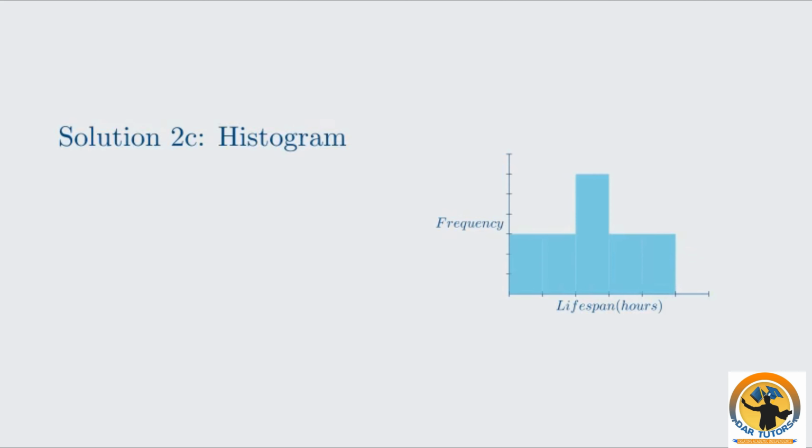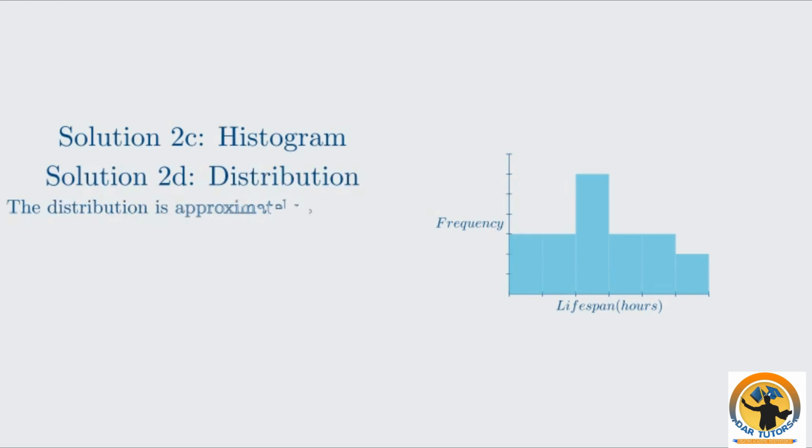Since the data is continuous, we must draw a histogram with no gaps between the columns. The x-axis shows the class intervals, and the y-axis shows the frequency. Finally, Part D asks us to describe the distribution. The histogram shows the highest bar in the middle and tails off on both sides. This is a classic bell shape, which is a symmetric distribution.